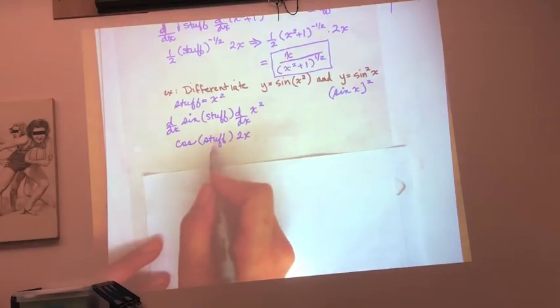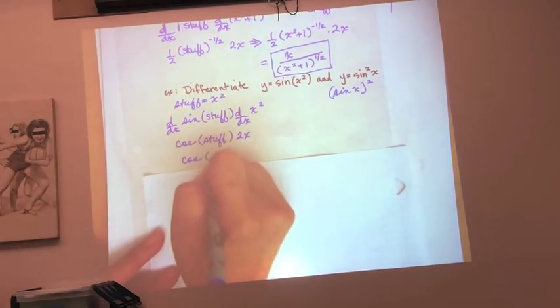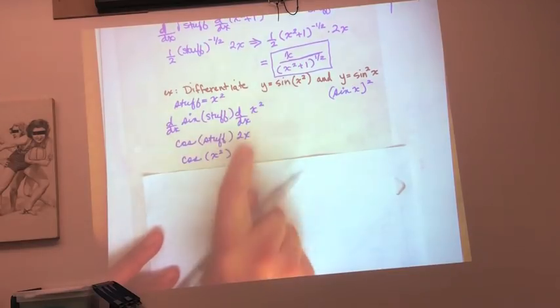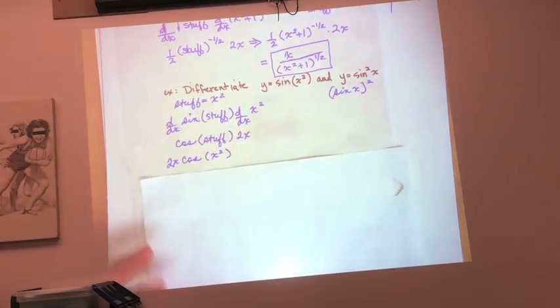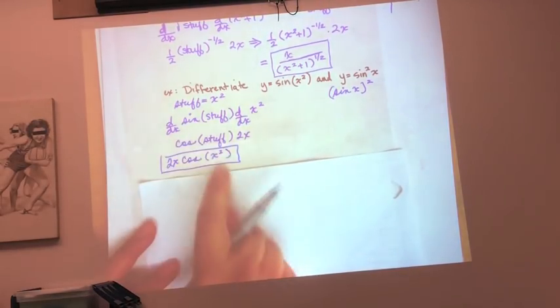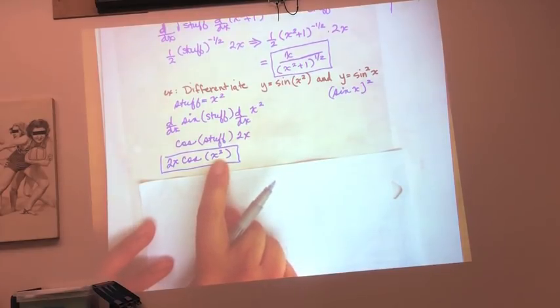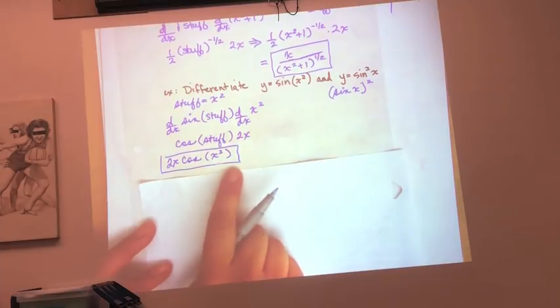So now I just need to reinsert my stuff, x squared. And I actually like to put these things in front of my trig function just because it is less confusing and you're not going to confuse it with our angle in this case, which is x squared. So 2x cosine of x squared is our answer.